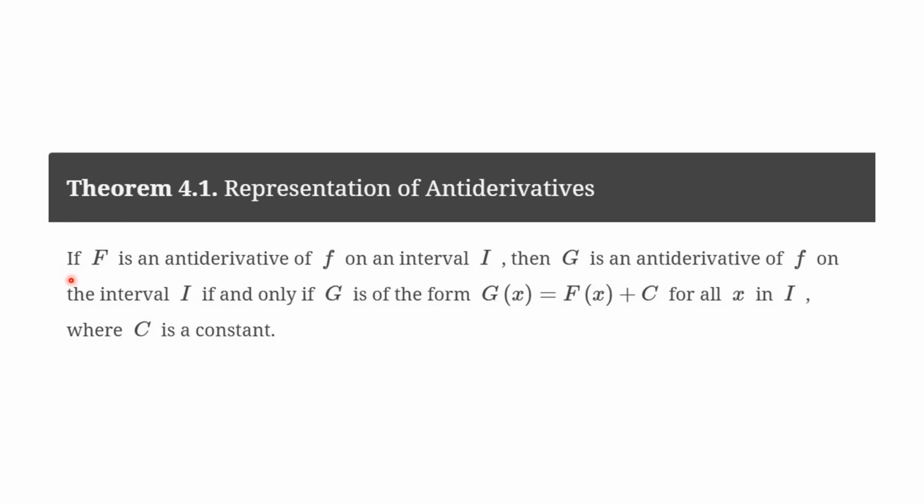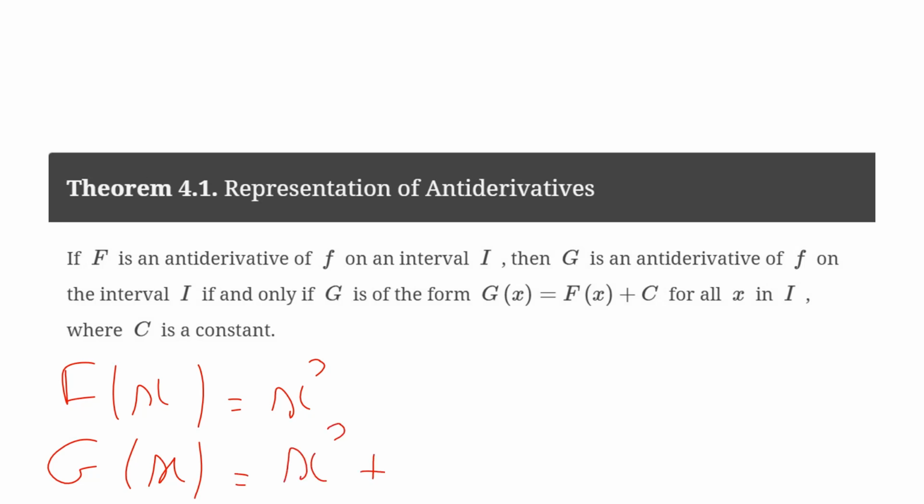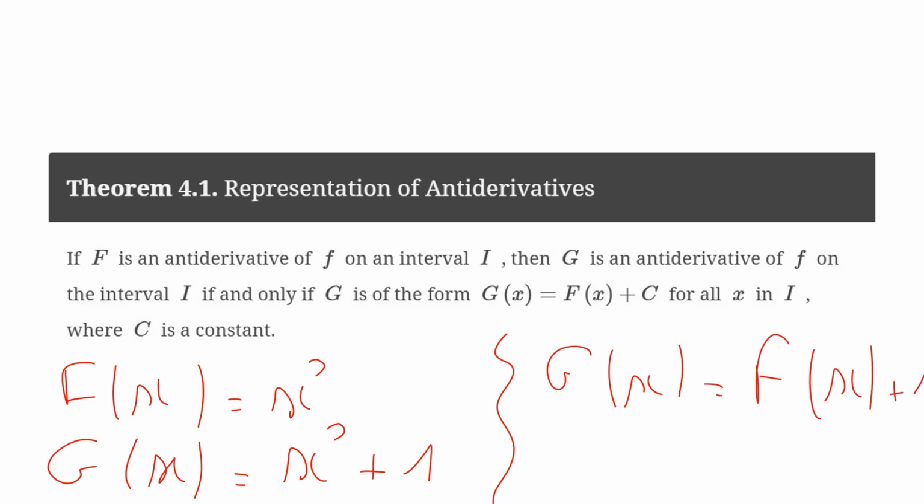It says that if a function F is an antiderivative of small f on an interval I, then G, which is another function, is also an antiderivative of f on the same interval I if and only if G is in the form F of x plus c for all x in I. What I mean by that is that if we had F of x, as I said, which is equal to x cubed, and then G of x, which is equal to x cubed plus 1, then we can write G of x as just F of x plus 1, and then this one here is just this constant here.